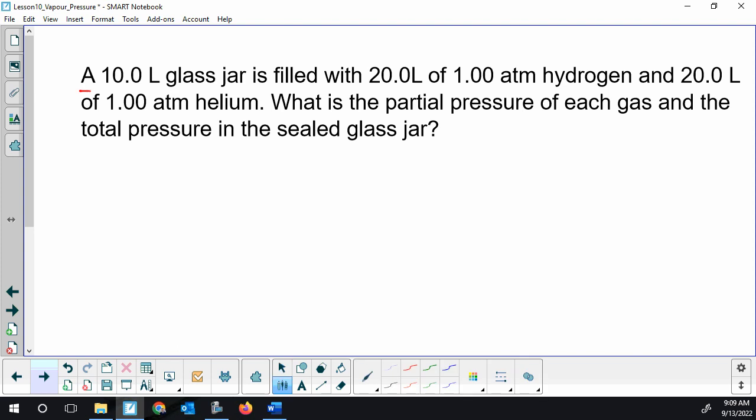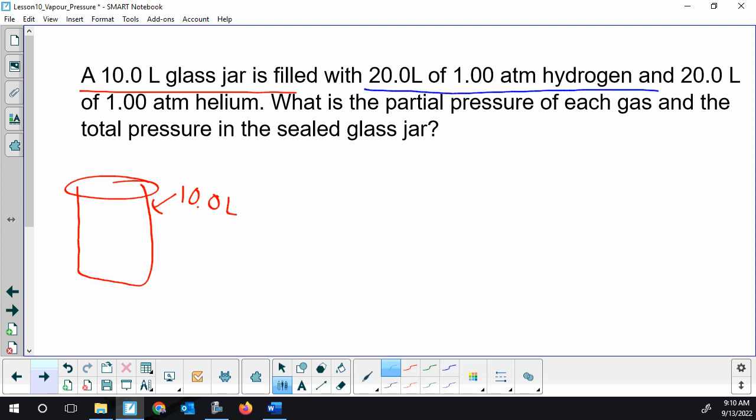So a 10-liter glass jar, I'm going to draw that first. I'm going to put a nice lid on it. So this is 10.0 liters, and everything is going in there. It is filled with 20 liters of 1 atmosphere hydrogen and 20 liters of 1 atmosphere helium. And we're asked what the partial pressure of each gas is inside that 10-liter red container.